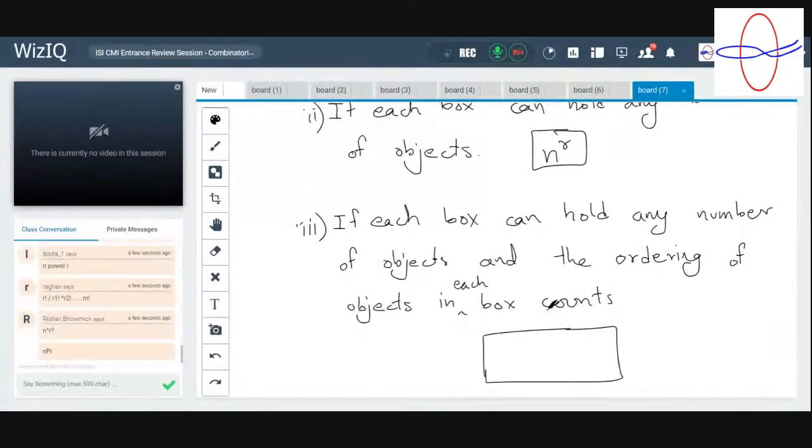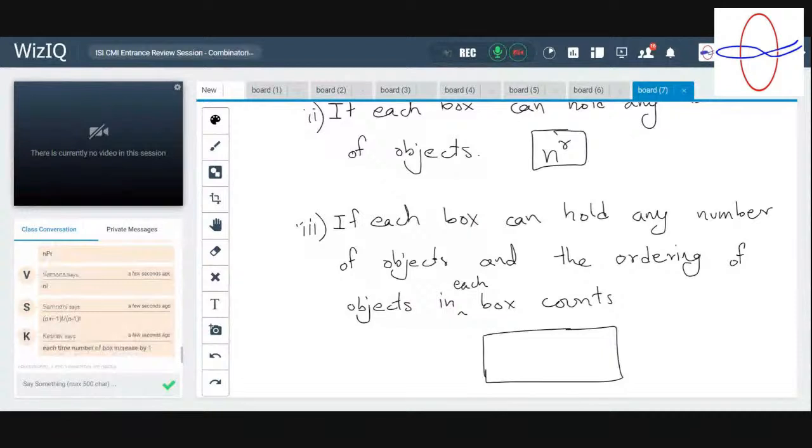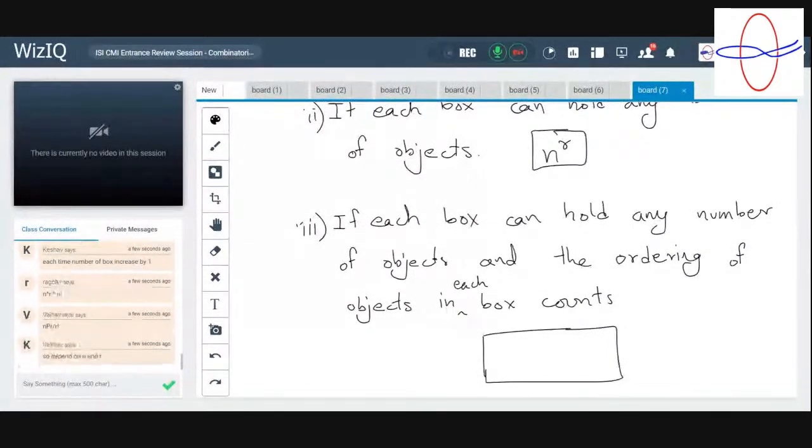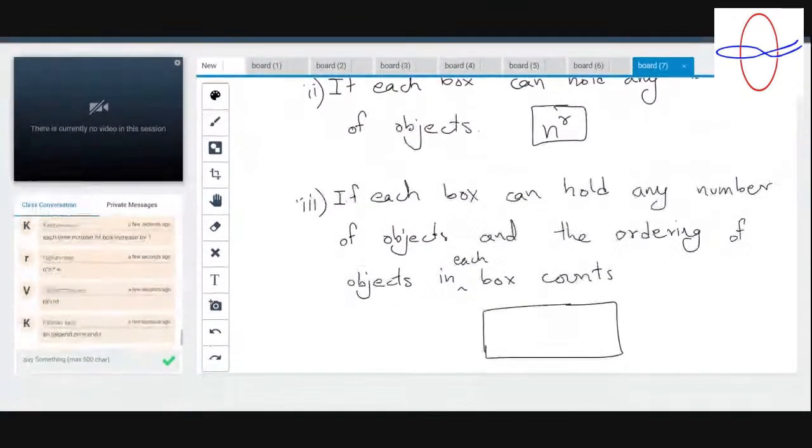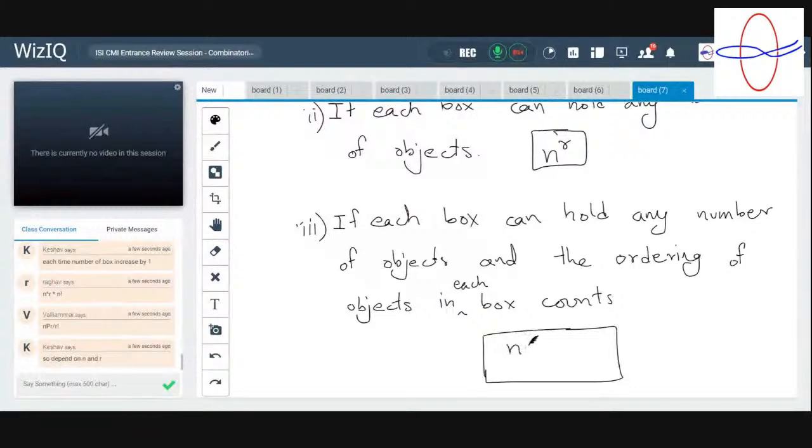So we had n distinct boxes. No, it's not nPr. And I had r distinct objects. So the answer is (n plus r minus 1) factorial over (n minus 1) factorial. Did you write n minus 1 or r minus 1? n minus 1 factorial. So that is correct.